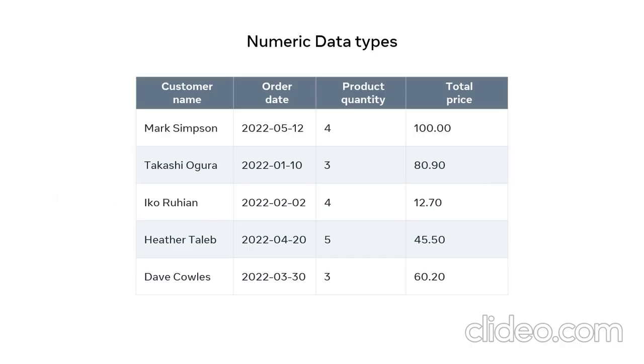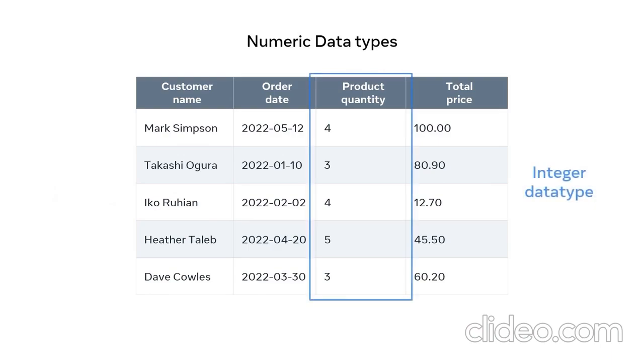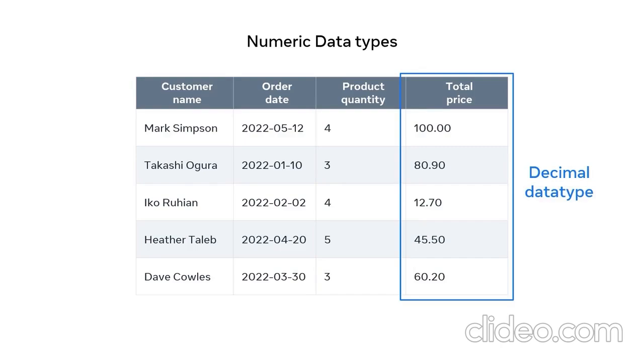To return to our earlier table example, the product quantity column is defined as an integer data type. This is because it holds whole numbers only. Fractional numbers can be inserted, but they'll always be automatically rounded up or down to the nearest whole number in the database. And the total price column is a decimal type.